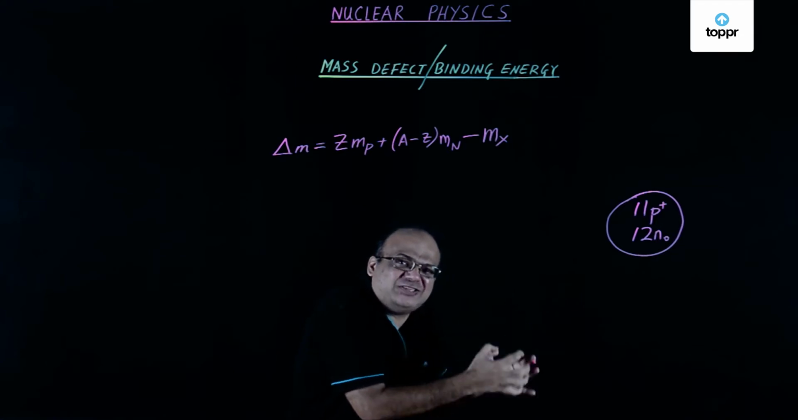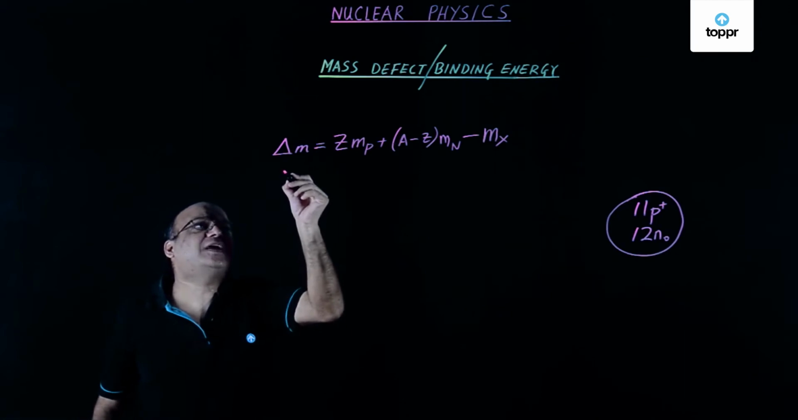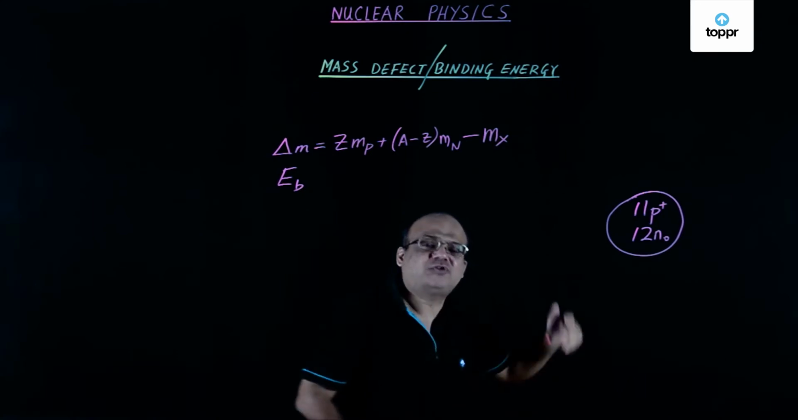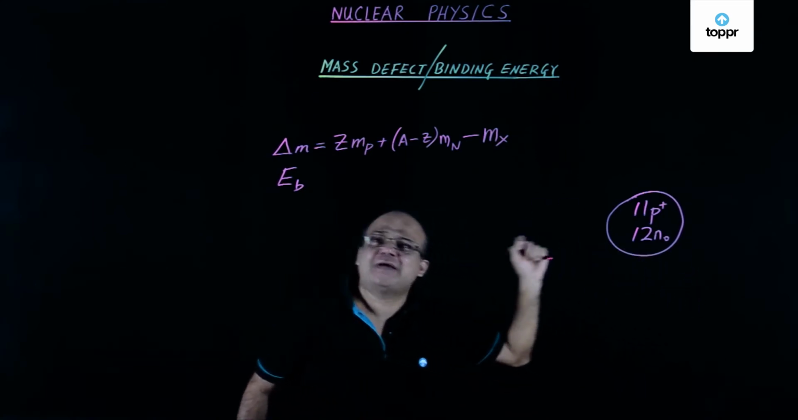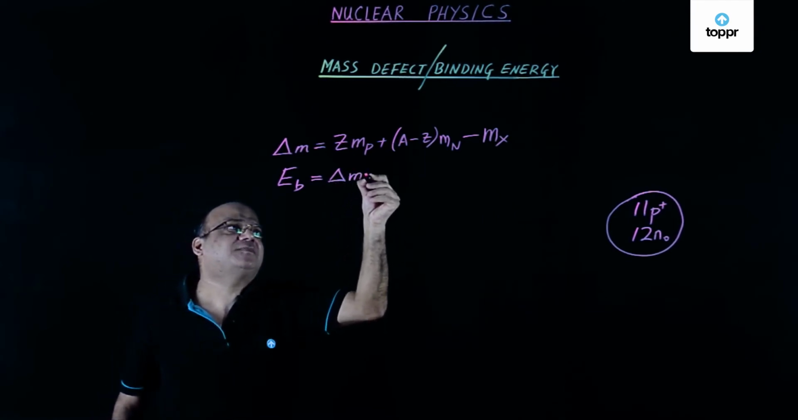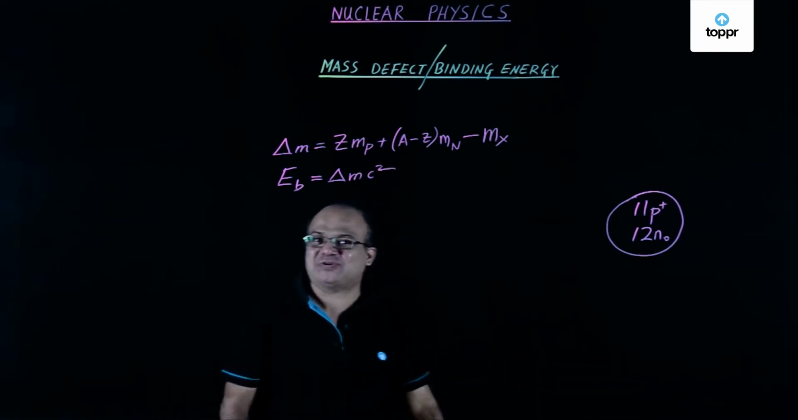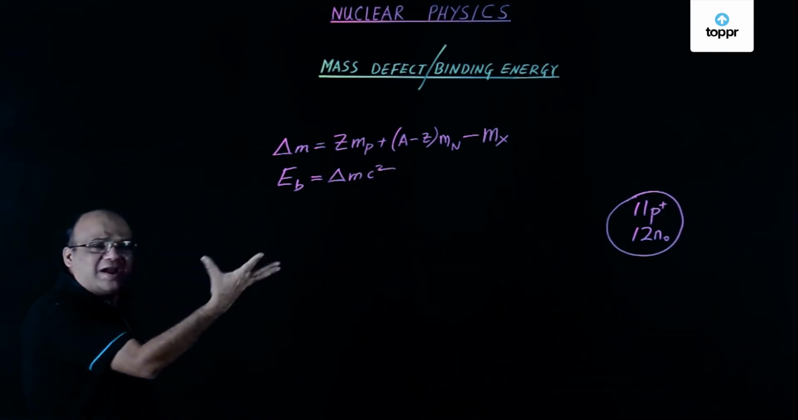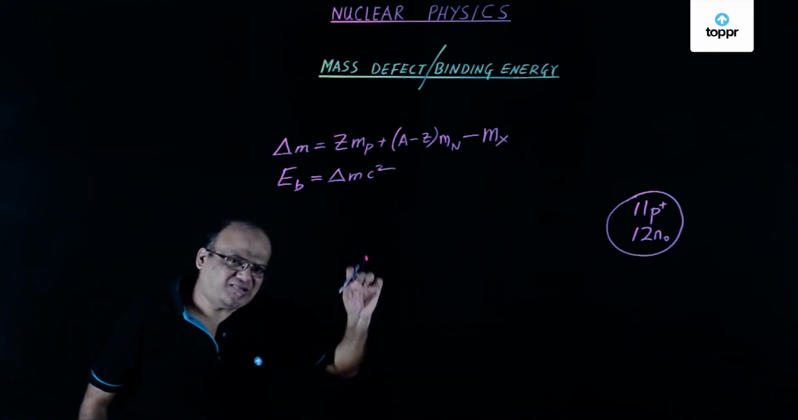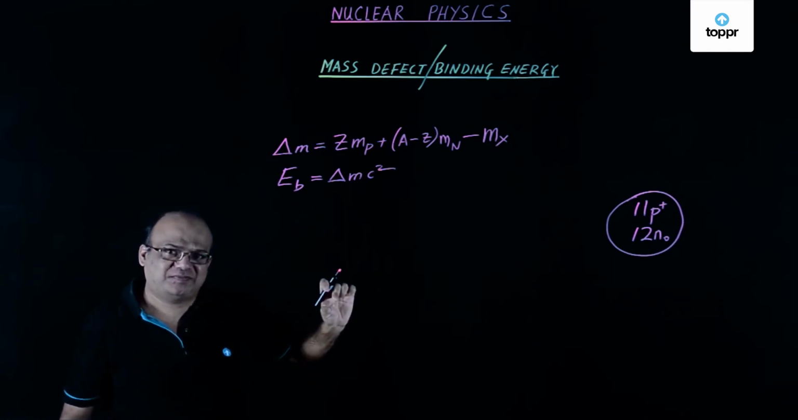This is the energy released in the formation of nucleus. That we call binding energy. The energy equivalent to mass defect is called binding energy. So, binding energy will be equal to mass defect into c square. As per mass energy equivalence, E equal to mc square. So, binding energy is delta M into c square. This is the energy released in the formation of the nucleus.